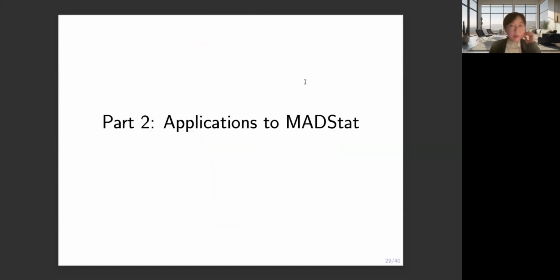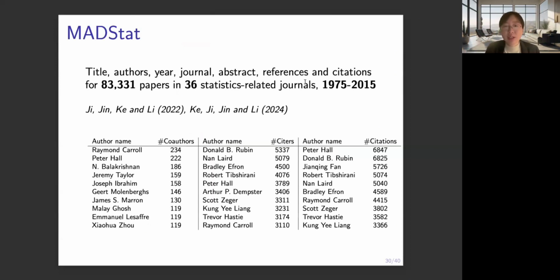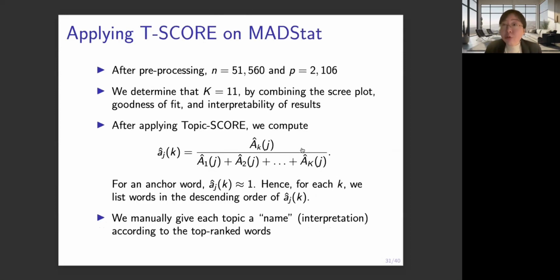Okay, so in the remaining time of the talk, I'm going to show you the application on the MetaStat dataset. In our two papers, we actually did a lot of exploratory data analysis and found some very interesting things. So here I showed the most prolific authors in this dataset based on different metrics. The dataset is publicly available for downloading, so if you are interested, you can study it by yourself. I introduced two methods today, and I spent most of the time talking about this topic score algorithm. So let's apply it to this data set.